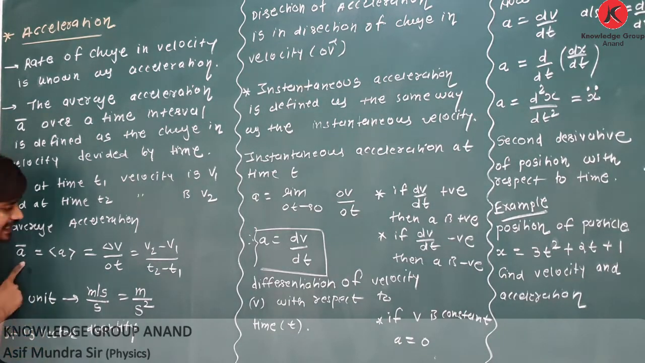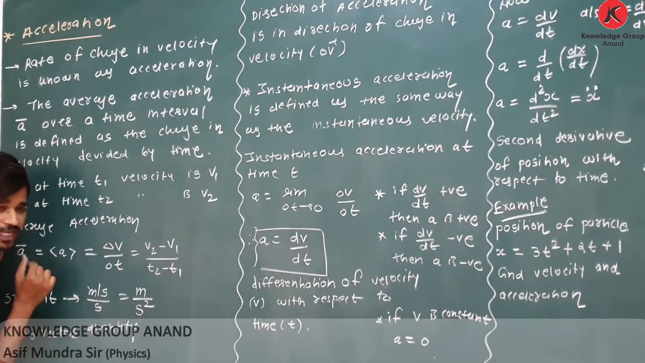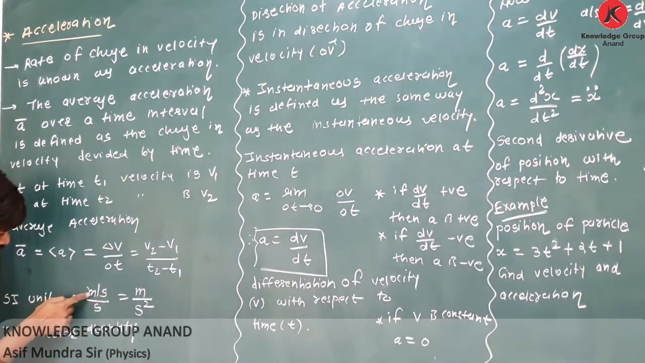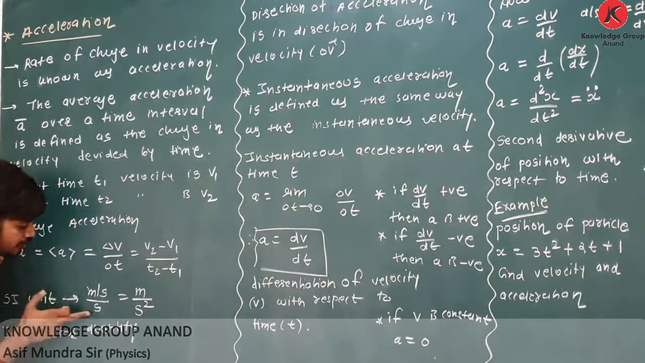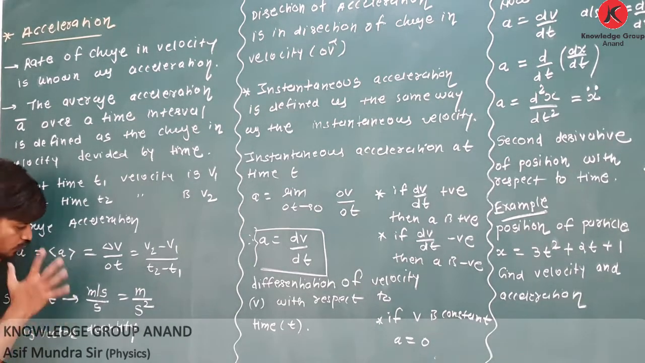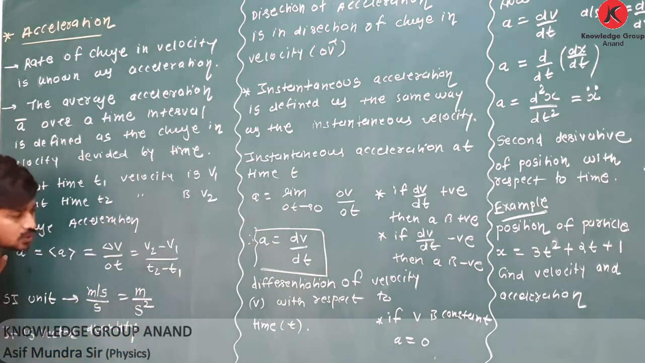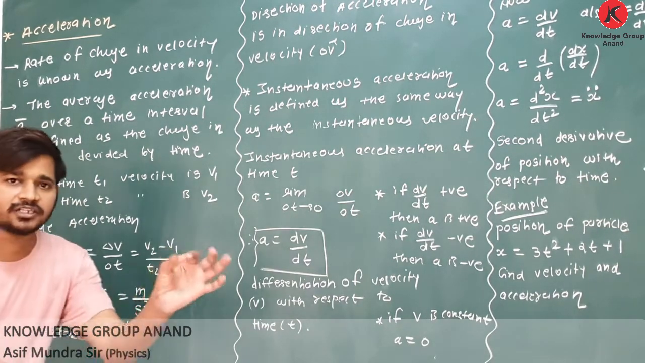Now, what is SI unit? See, acceleration is equal to change in velocity upon time. What is unit of velocity? Meter per second. What is unit of time? Second. Okay, so what is unit of acceleration? It is meter per second square. Remember this unit.